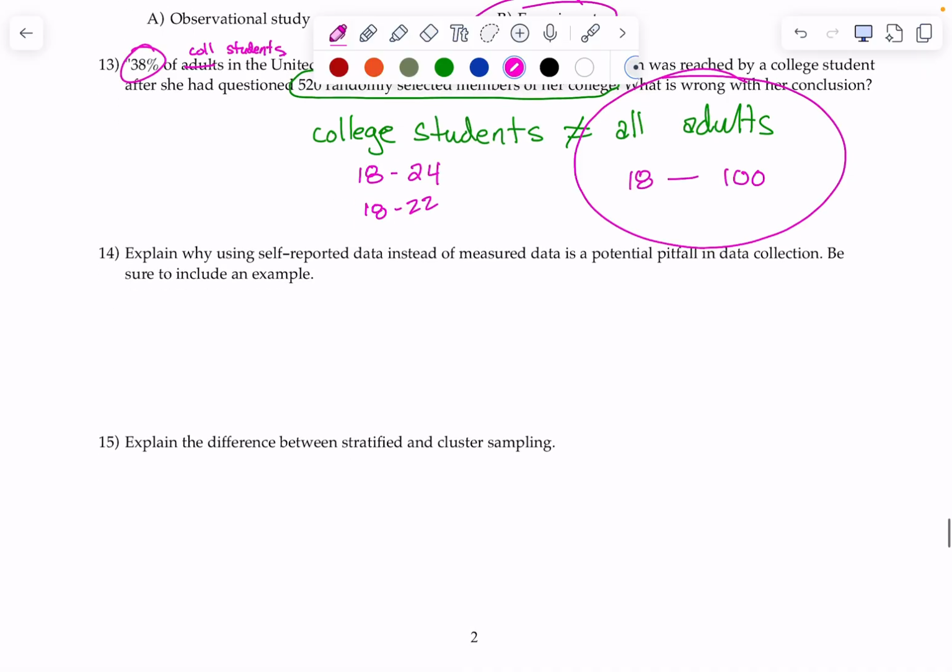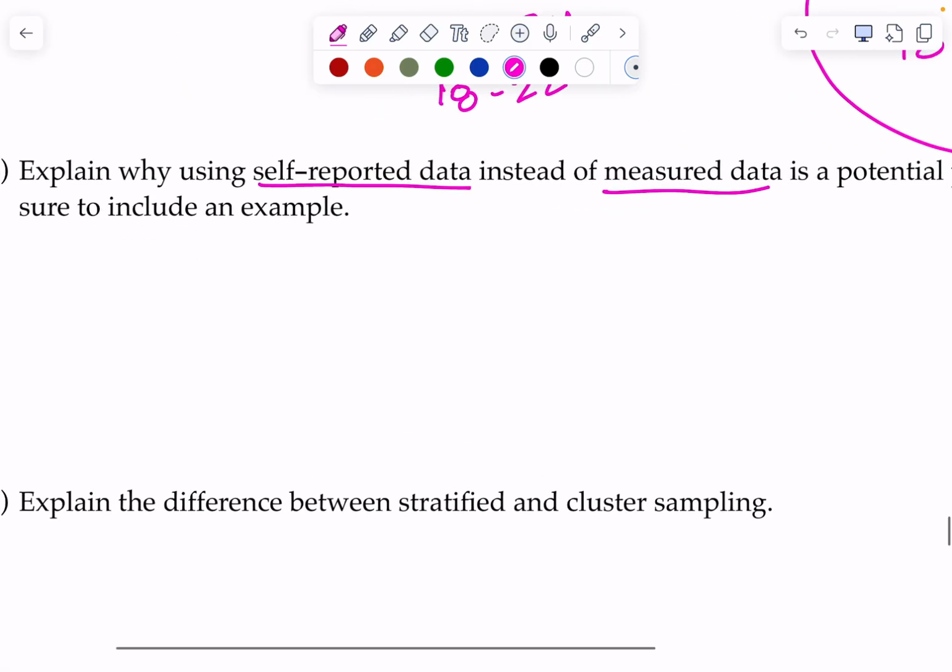Good. 14. Explain why using self-reported data instead of measured data or observed data is a potential pitfall in data collection. Be sure to include examples. Okay? You can lie. What else? People feel strongly one way or the other. Usually, right. Strong opinion.